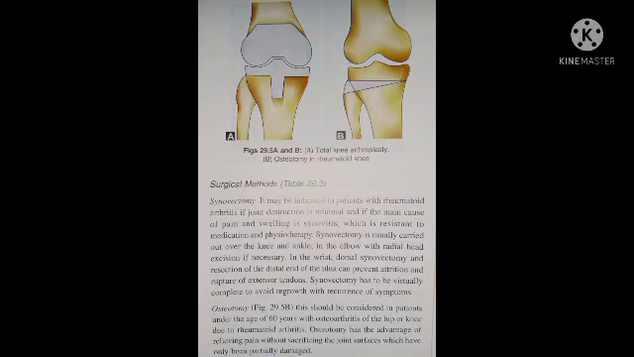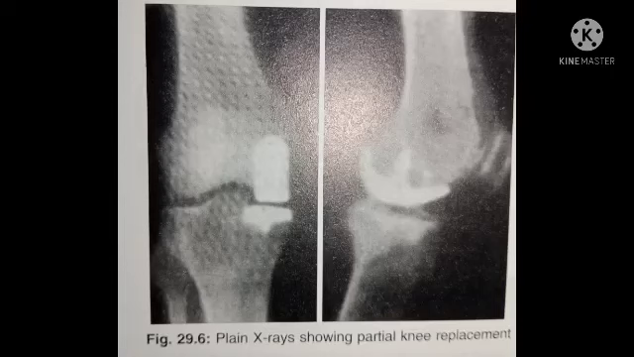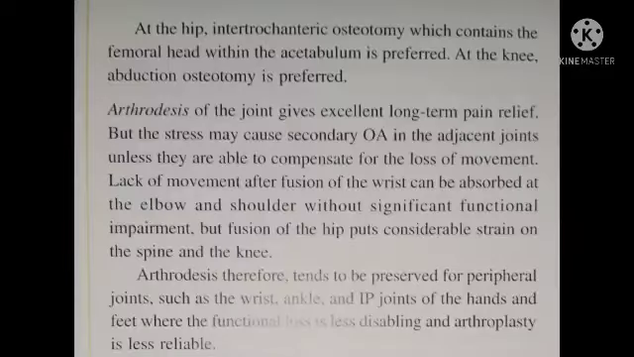Osteotomy. Fig. 29.5b. This should be considered in patients under the age of 60 years with osteoarthritis of the hip or knee due to rheumatoid arthritis. Osteotomy has the advantage of relieving pain without sacrificing the joint surfaces which have only been partially damaged. At the hip, intertrochanteric osteotomy, which contains the femoral head within the acetabulum, is preferred. At the knee, abduction osteotomy is preferred.